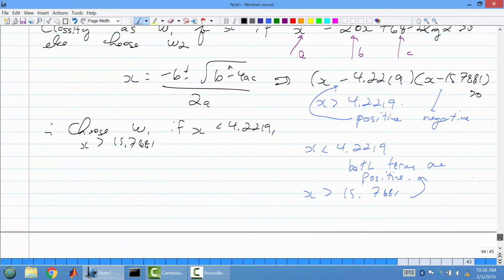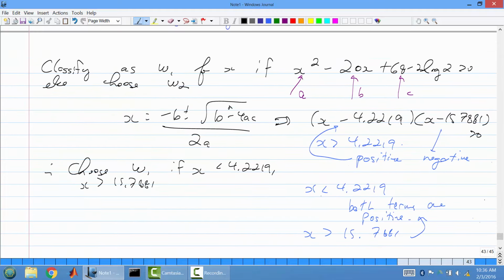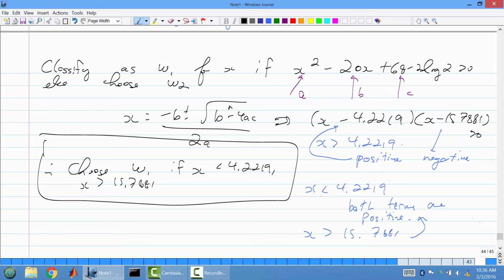So if you had a set of training examples and you calculated the mean and the standard deviation or variance, and it came out to be these parameters, this is what the decision boundary would be. So you would choose the first class if it's less than 4.2219 or if it's greater than 15.7881.